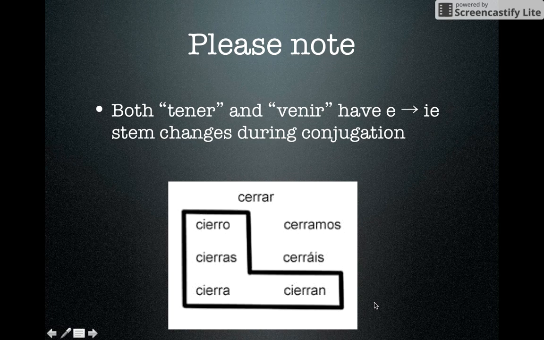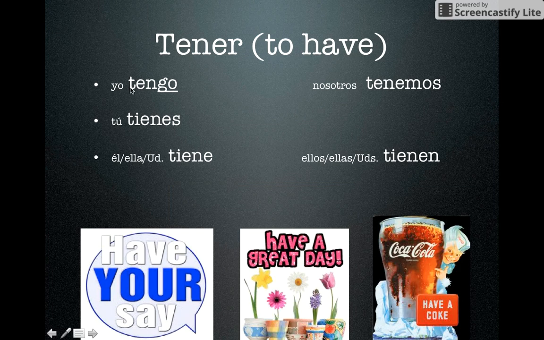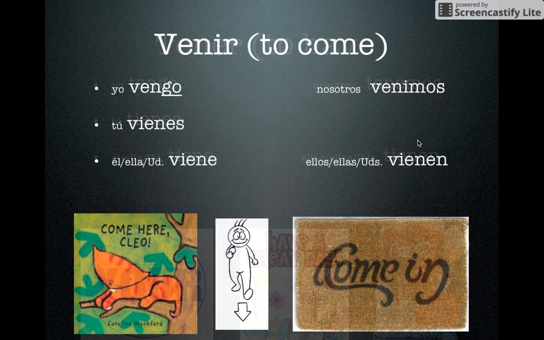Now let's take a look at tener and venir. Tener. Yo tengo, tú tienes, él, ella, usted tiene, nosotros tenemos, ellos, ellas, ustedes tienen. And then don't forget to draw your six plan format chart. The other one, venir, which is to come or to arrive. Draw your chart.